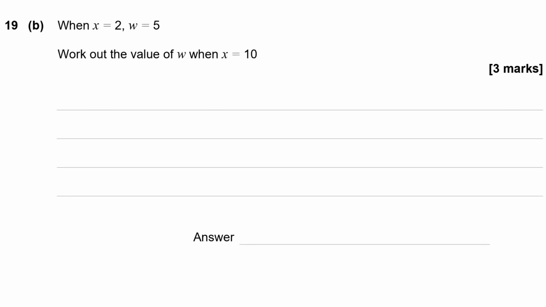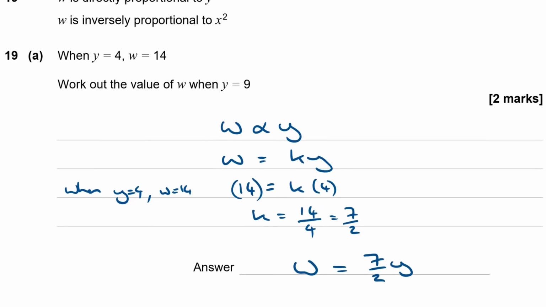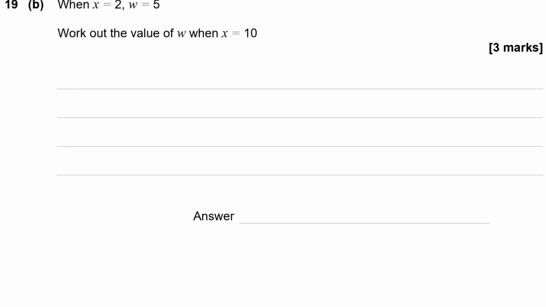Part B is to do with the relationship between X and W. Now you'll remember that W is inversely proportional to X squared. So let's write that down first. W is inversely proportional to X squared. Okay, so we're then replacing that little proportionality symbol, making it an equation. We get W equals K over X squared.